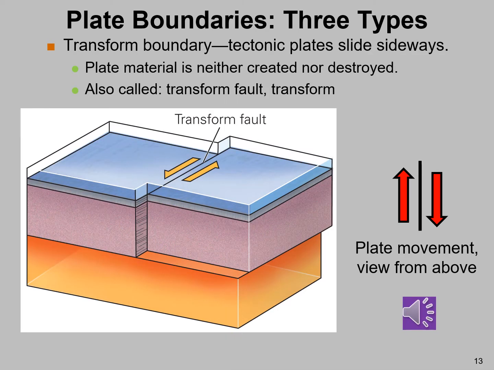At a transform boundary, two plates slide past each other on a vertical fault surface. Plate material is neither created nor destroyed. It is also called a transform fault or a transform. Each of the three types of boundary that we've just mentioned looks and behaves differently from the others, as we will see in the next few slides.